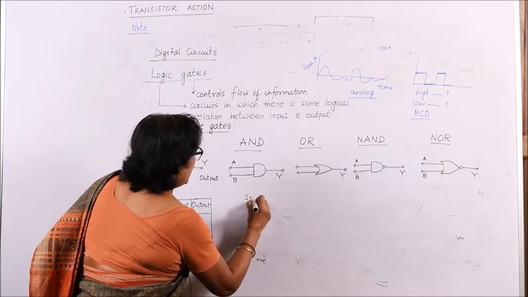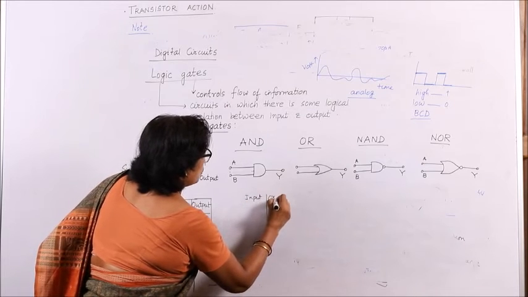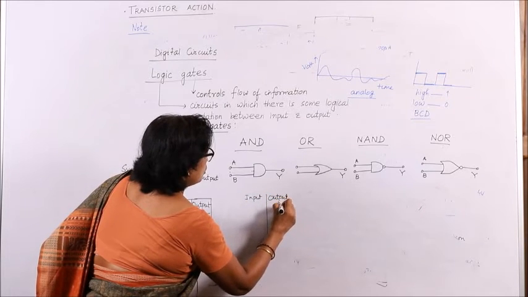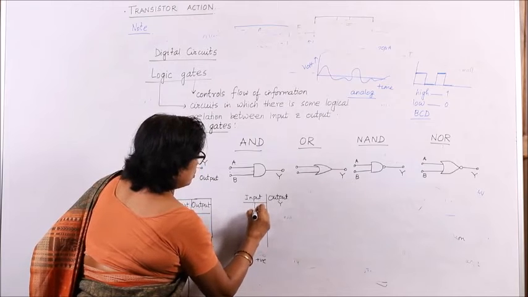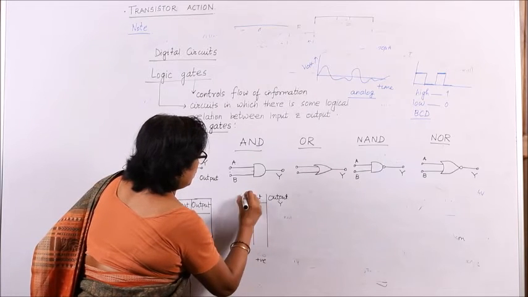AND gate. Same thing I will draw, input, output. Output is Y, the inputs are given. So I will take A and B.